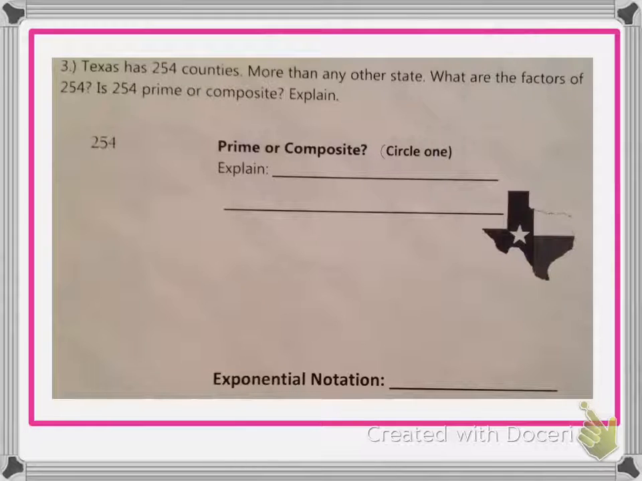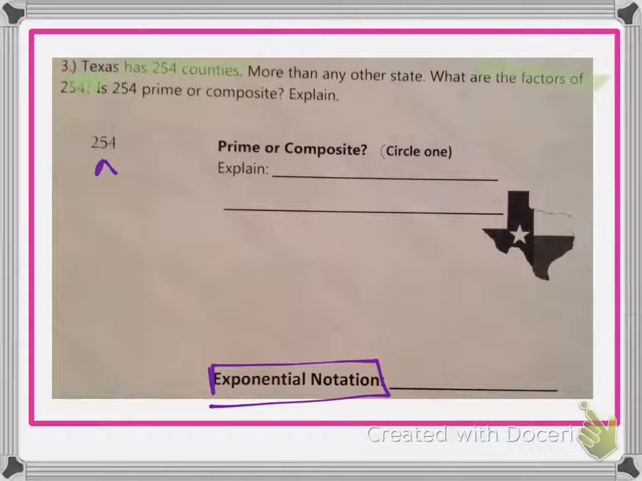Moving along to using this in a word problem. Texas has 254 counties, more than any other state. What are the factors of 254? And is it prime or composite? When it's asking us this, it's wanting us to find the prime factorization, and our final answer is written in exponential notation. So, factor tree.